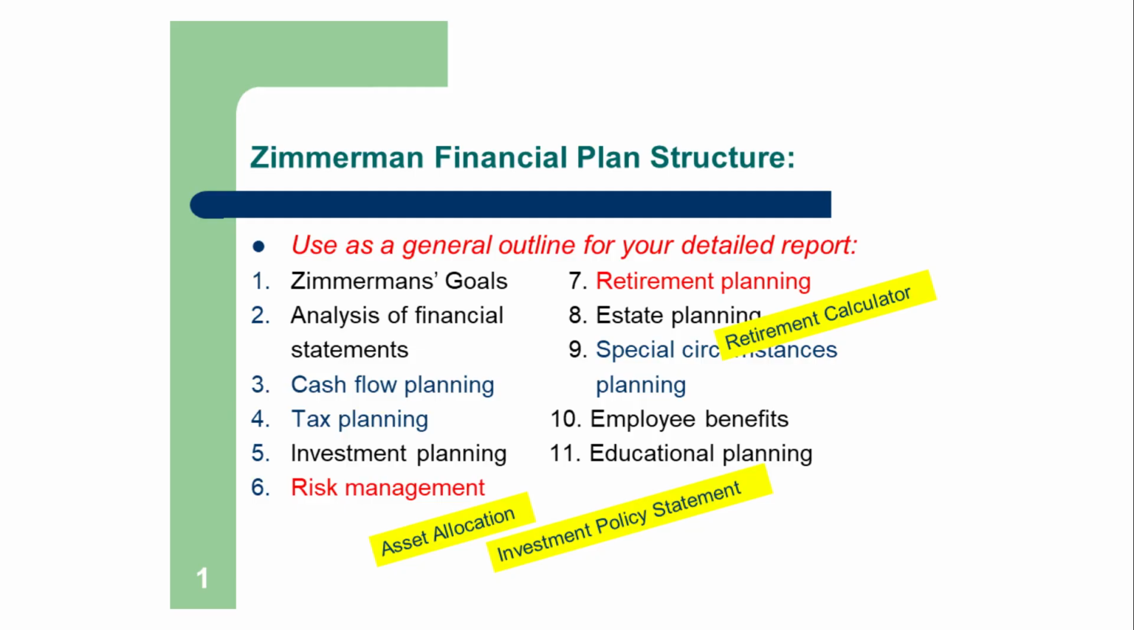Here we revisit the Zimmerman plan outline because retirement planning plays such a critical role in their future. Think about how things such as asset allocation, retirement savings goals, and an investment policy statement will help guide them towards greater financial security.